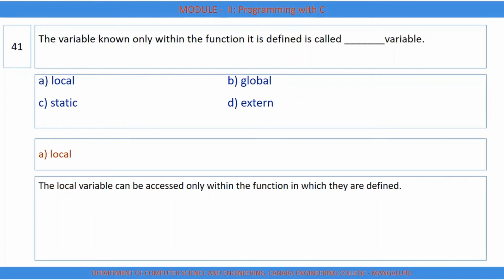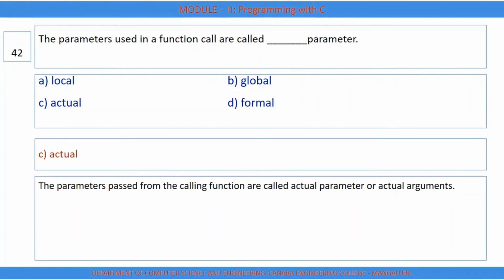The variable known only within the function it is defined is called dash variable. Option A, local, option B, global, option C, static, option D, external. Answer is option A, local, because local variable can be accessed only within the function in which they are defined.